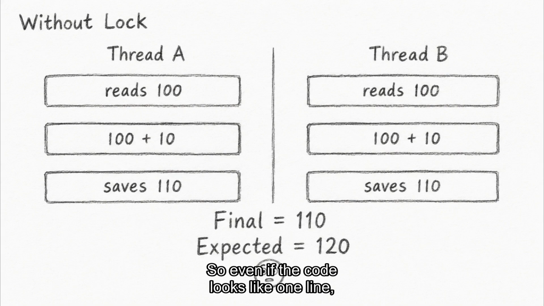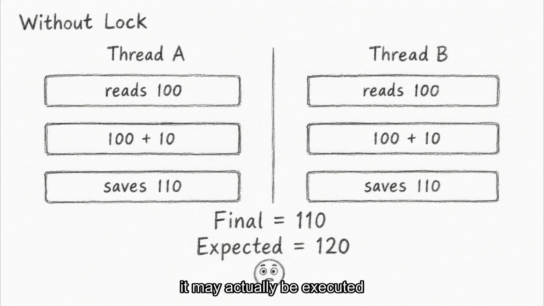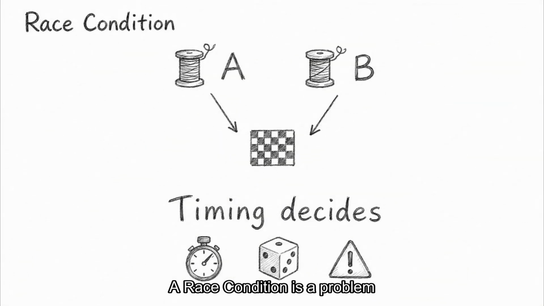So even if the code looks like one line, it may actually be executed in several smaller steps. But if another thread comes in the middle of these steps, the result can become incorrect. This is called a race condition. A race condition is a problem where multiple threads or processes access the same shared resource, and the final result depends on the timing or execution order.